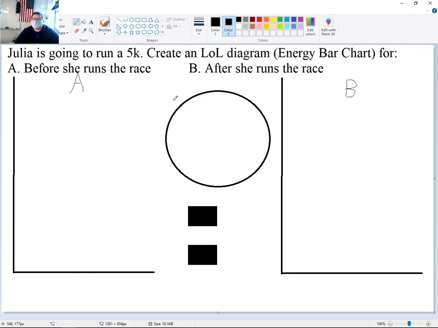I mean, if she has to run up the hill, if you've run up a hill, you know that it's harder than running on flat land. And if you run down a hill, it's a lot easier. You have to actually be careful not to go too fast.